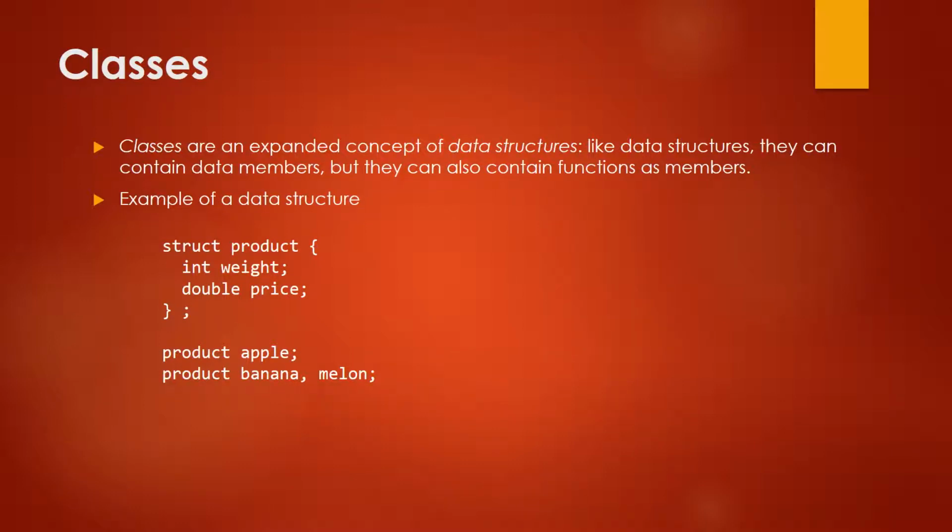Both functions and variables that live inside of a class are called members. Members mean that it belongs to that class. So here, this structure for a product has 2 members. They have 2 data members, meaning that they have 2 variables. A struct for a product has an integer that represents its weight, while a double represents its price, which means that it's a floating point number representing the price.